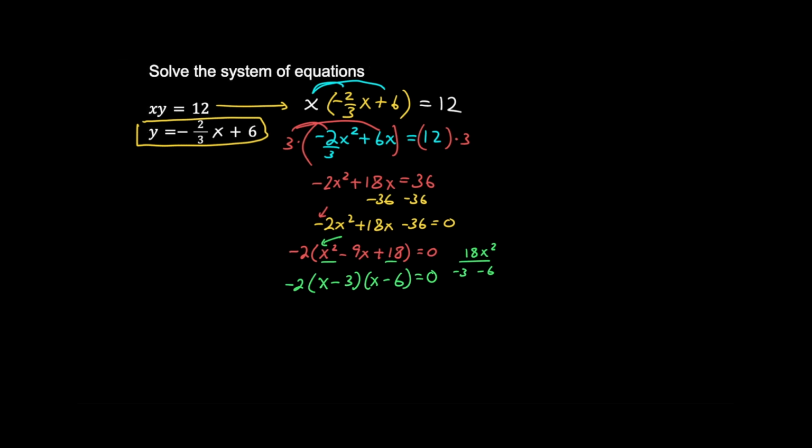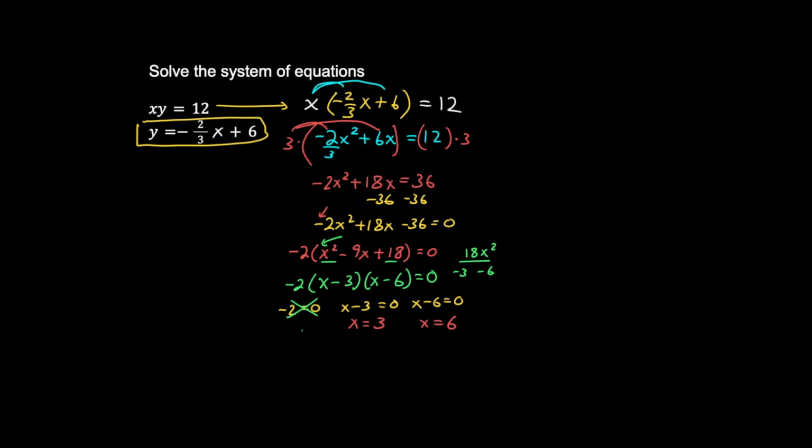Now, zero product property will set each factor equal to 0. So x minus 3 equals 0 and x minus 6 equals 0. The first factor, which is just the negative 2, doesn't actually give us a solution. But the second one will give us x equals 3, and the third one will give us x equals 6. Remember that this is a system, so our answer should be ordered pairs x and y.